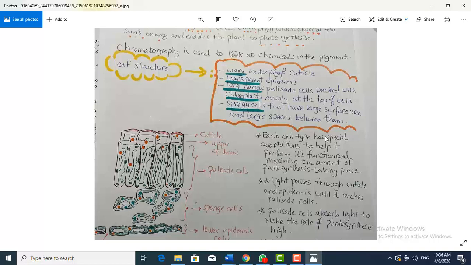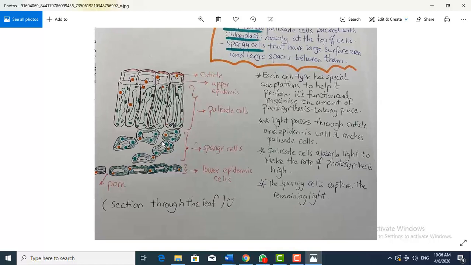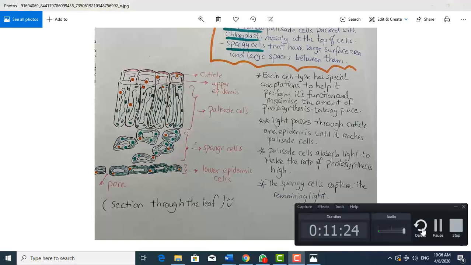Each cell type has special adaptations to help it perform its function and maximize the amount of photosynthesis. For example, the light passes through which layers? Through the cuticle and epidermis until it reaches the palisade cells. Then the palisade cells absorb light to make the rate of photosynthesis very high. Last but not least, the spongy cells capture the remaining light. So this is a section through the leaf. Thank you all.